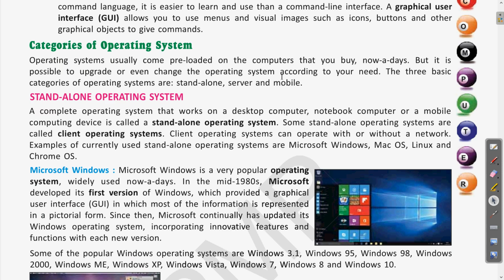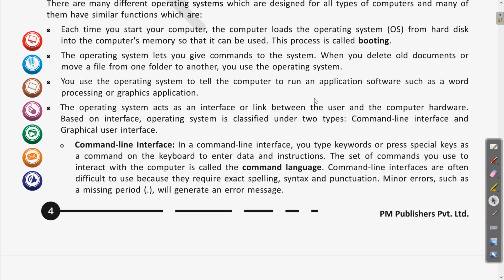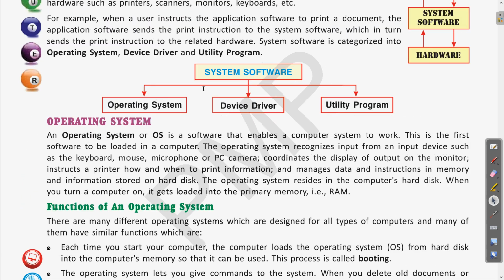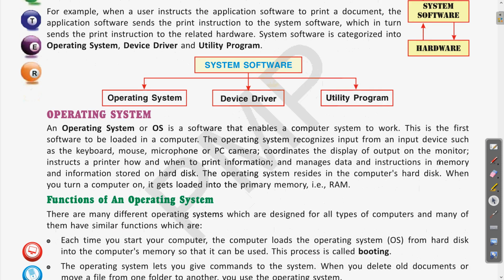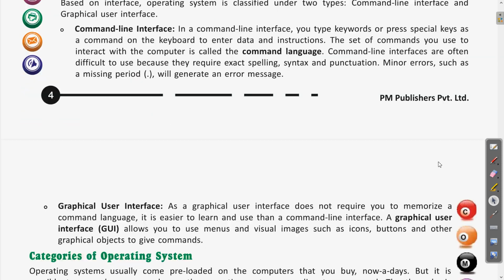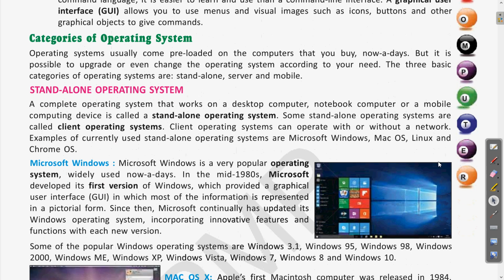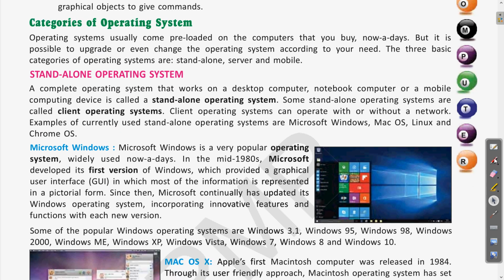Now moving further, we have the categories of the operating system. So right now we are discussing only the first type of system software, that is operating system. Clear? So till now we have discussed what is operating system, what are the functions of the operating system, and the two types of user interfaces. Now we will categorize this operating system in different parts. Let us see one by one.